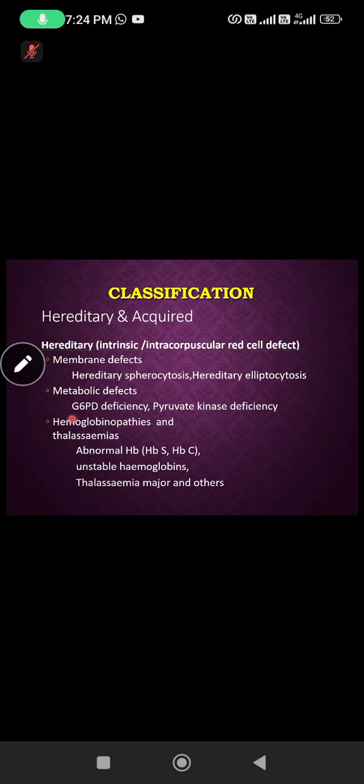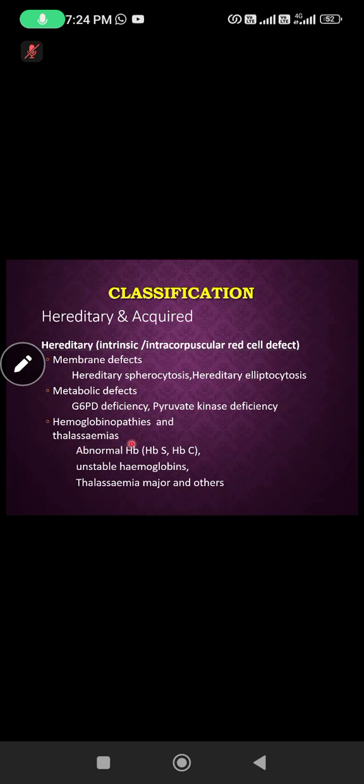So then we have hemoglobinopathies and thalassemias. Hemoglobinopathies are structural changes in the hemoglobin because of inherited abnormality. Examples include sickle cell disease, hemoglobin C disease, hemoglobin E disease, D disease. Those are hemoglobinopathies. And then you have thalassemias.